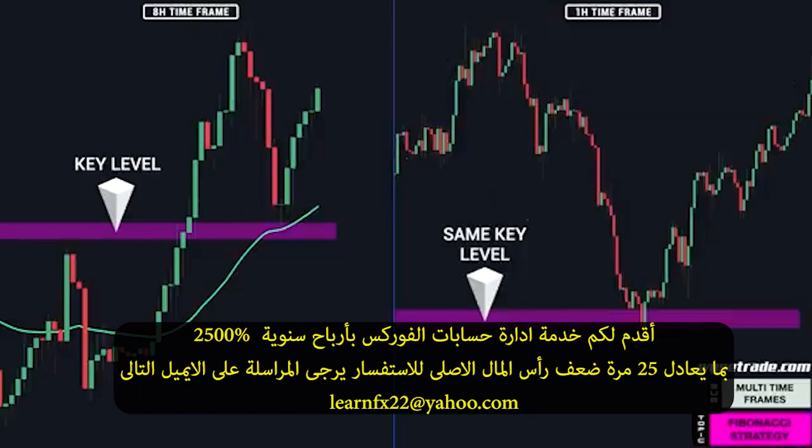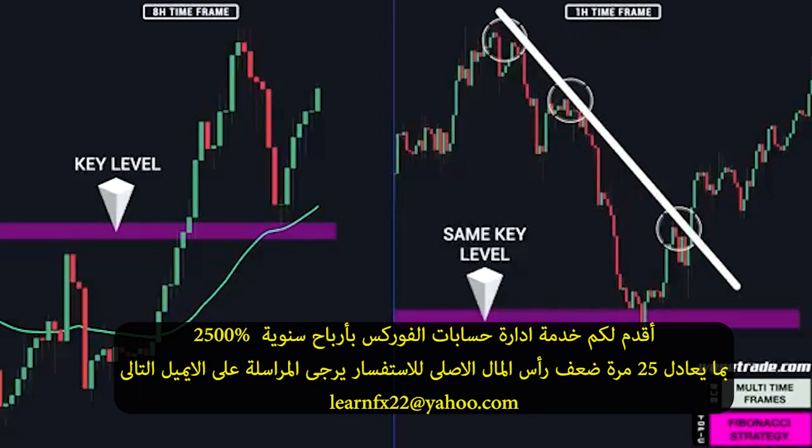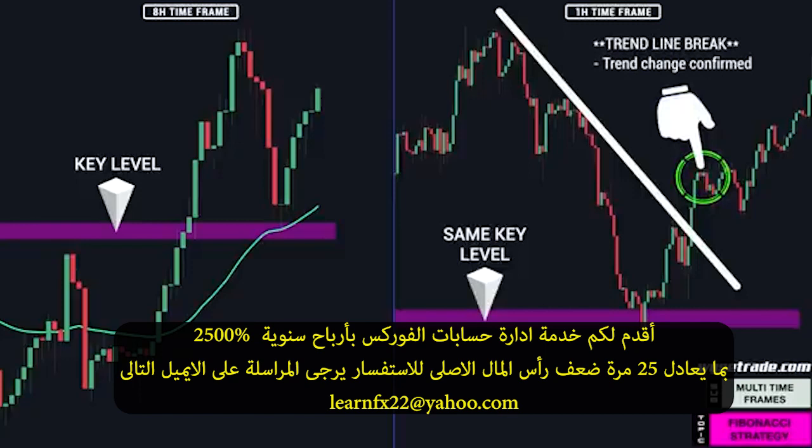And here it is. On the 1-hour time frame, we can easily place a trend line connecting these swing highs because again, on this time frame, we can actually see the swing highs and swing lows. And once you had the trend line break, this was your trend change confirmation. The 1-hour time frame turned from bearish to bullish and matches the 8-hour time frame big picture bullish directional bias.